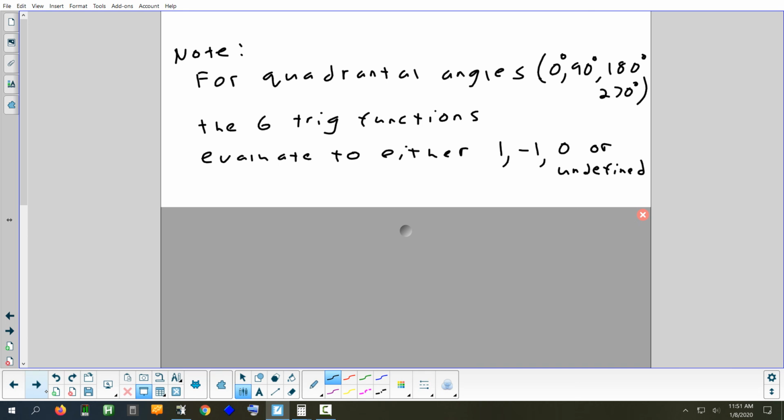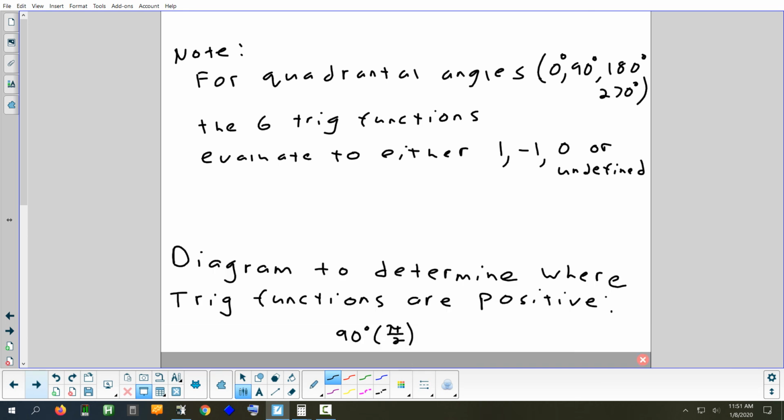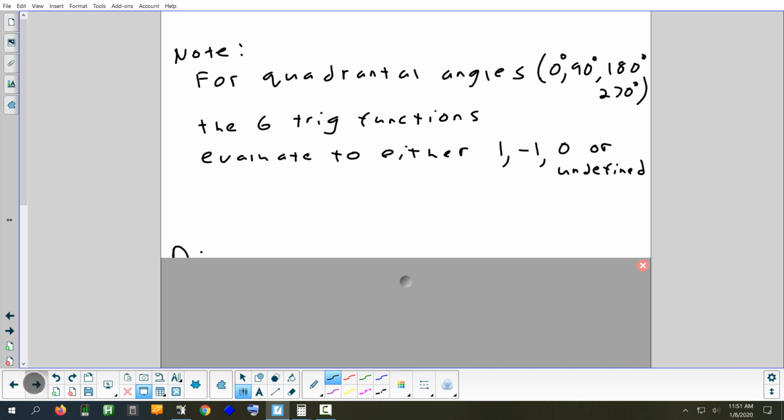All right. So I think it's the last two things. This is just a general pattern that you'll eventually notice, but if I ask you for the sine, the cosine, the tangent, the secant, the cosecant, or the cotangent of any of the quadrantal angles, the answer always comes out to 1, -1, 0, or undefined.